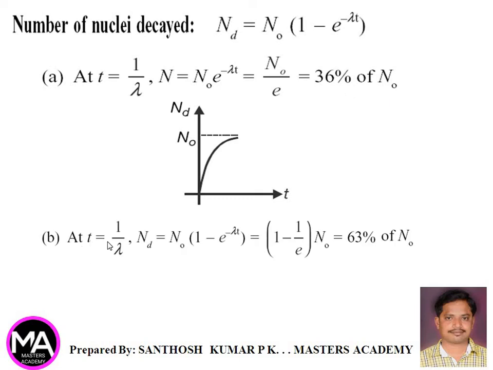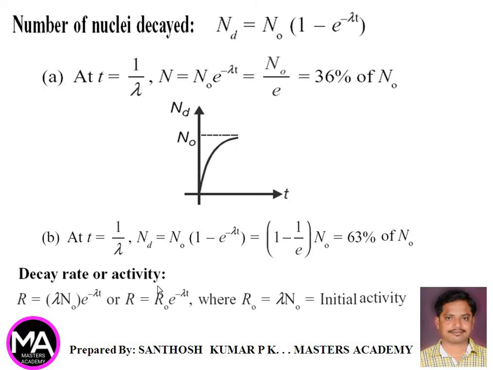And at t is equal to 1 by lambda, the number of nuclei decayed, that is N d, is equal to N naught into 1 minus e to the power of minus lambda t, which is equal to 1 minus 1 by e into N naught, which is nothing but 63%. Here, after a time interval equal to the reciprocal of the decay constant, we know that 36% of initial atoms are remaining. Here, the number of atoms decayed is equal to 63%. The graph is represented as shown here.